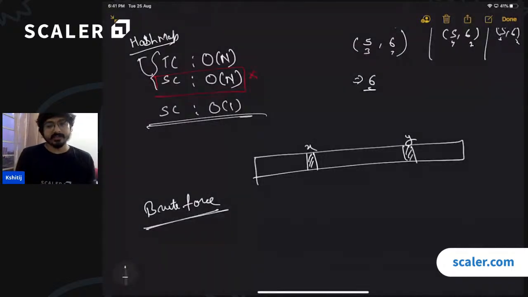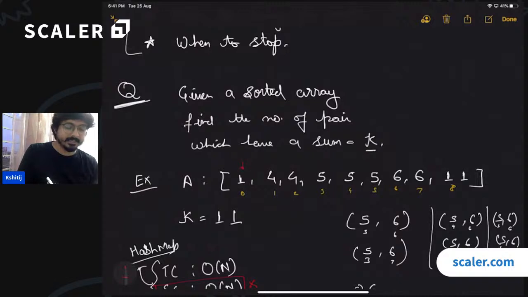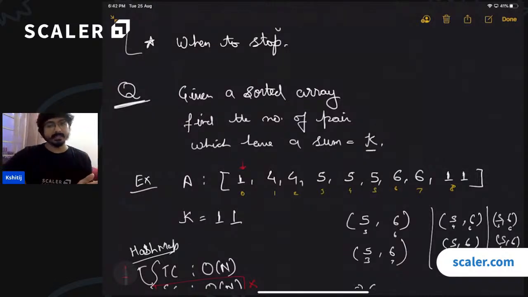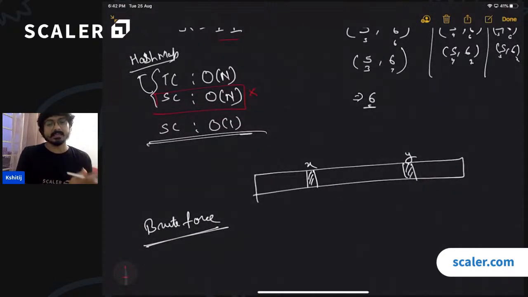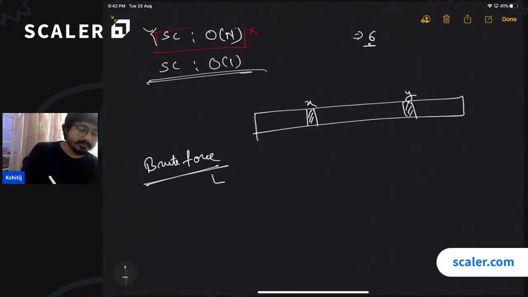The brute force is that you fix one element. You fix a pointer at one element, iterate over the remaining array and see whether you are getting a pair which gives a sum equal to the given number k. Then you change the first element and again iterate over the remaining array and find the pair. So you will be trying to find the pair for each and every element one by one. So the brute force approach, which will have two nested loops, is going to cost you order n square.